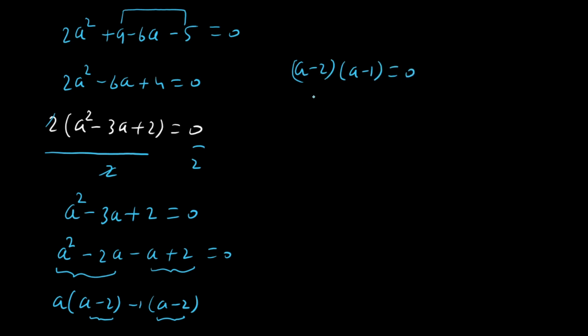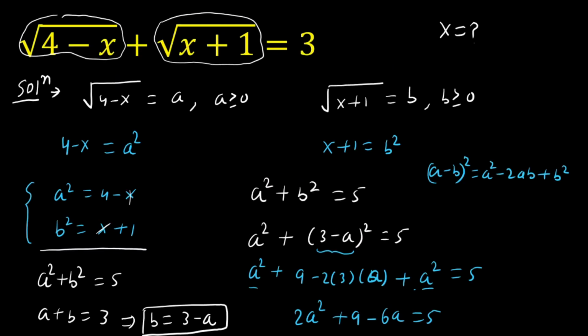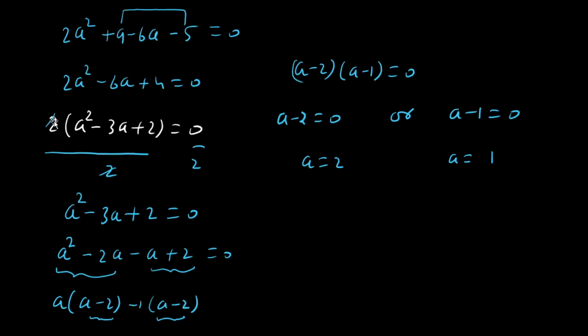Here the product of two algebraic expressions is 0. So we can say a minus 2 equals 0 or a minus 1 equals 0. Here the value of a is 2, and here the value of a is 1, and we know that a is square root of 4 minus x. So this a is replaced by square root of 4 minus x, which equals 2, and this a is replaced by square root of 4 minus x, which equals 1.